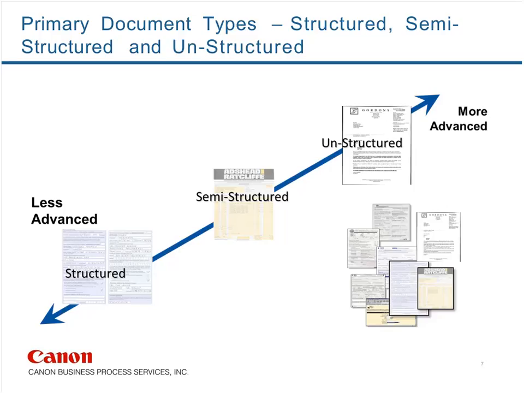Now, as we move all the way to the right are what we call unstructured documents. The needed information could be anywhere within a document. These would be your contracts and correspondences, your reports and proposals. In this case, the technology would need to make more complex decisions to extract the data.